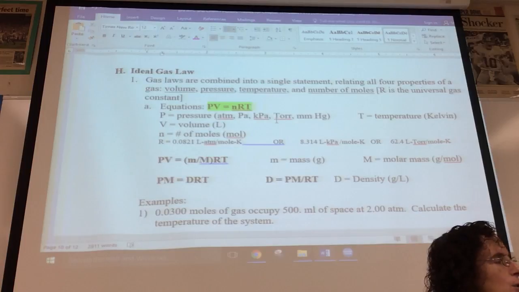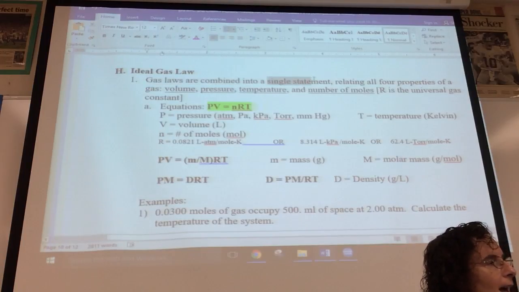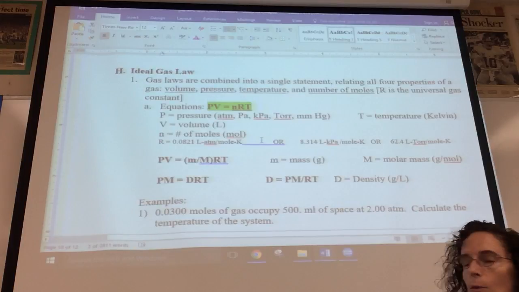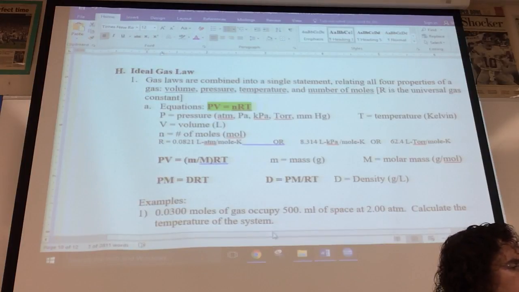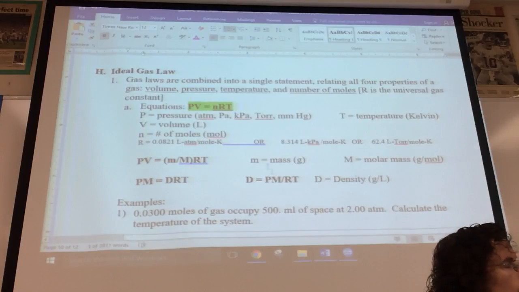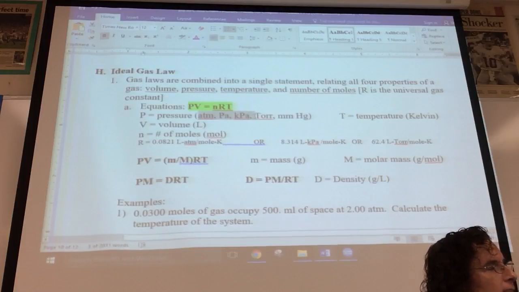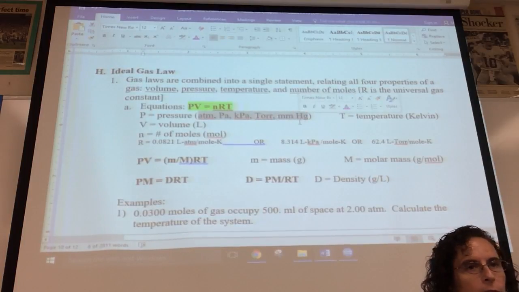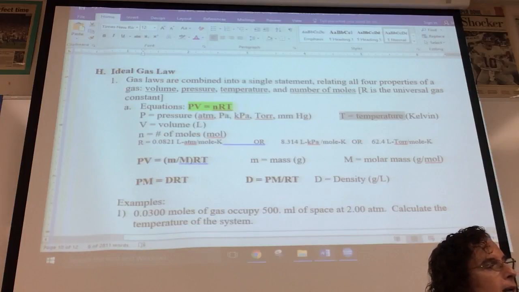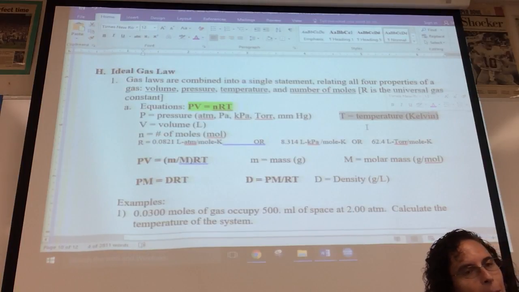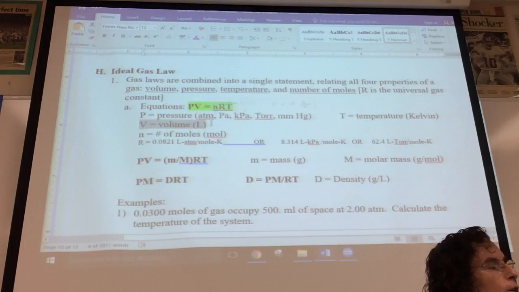Up on the screen again, you can combine those gas laws into a single gas law known as the ideal gas law, which is PV equals nRT. Pressure can be in atmospheres, typically not pascals, kilopascals, torr, millimeters of mercury. Temperature must be in Kelvin. And I'm happy to say very few kids forgot to convert to Kelvin. There's always a couple, but I don't think it was in here. The volume must be in liters now. Remember, 1 liter is 1,000 mL.